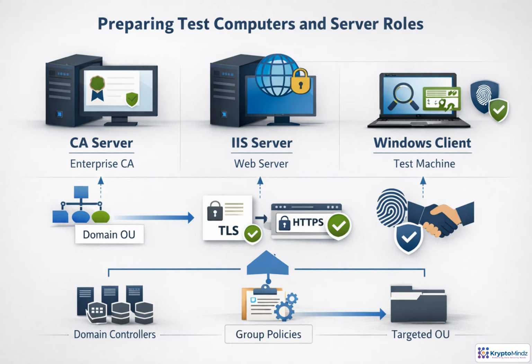Each of these lab machines has a very specific job. The CA server will become your enterprise CA, issuing certificates and publishing templates into Active Directory. The IIS server will request a web server certificate, bind it to HTTPS, and let you see how TLS really works. The Windows client lets you test auto-enrollment, trust chains, and revocation. Placing their computer accounts in the right OUs ensures the correct certificate and security policies apply automatically.